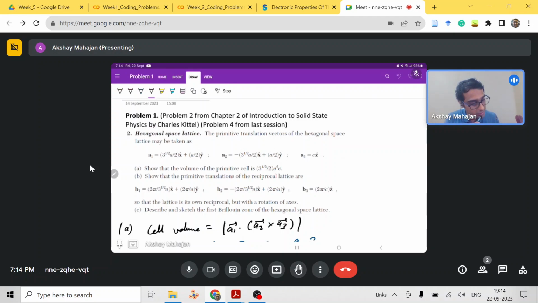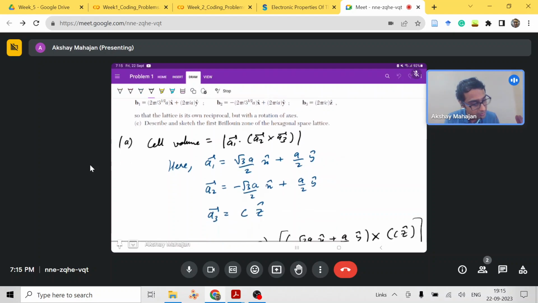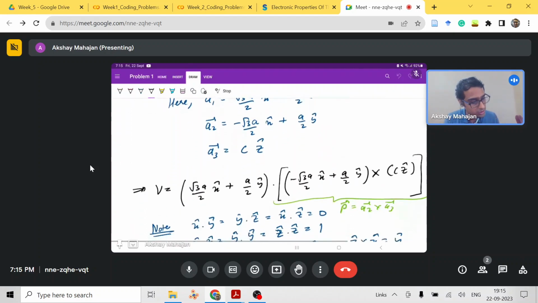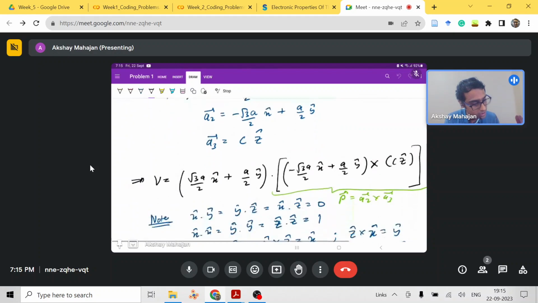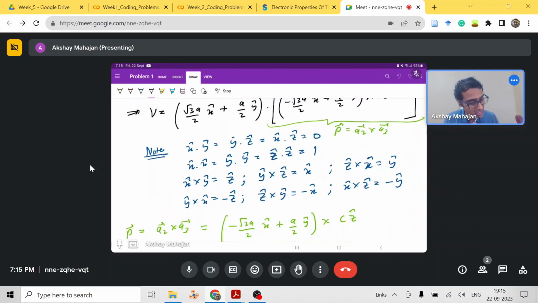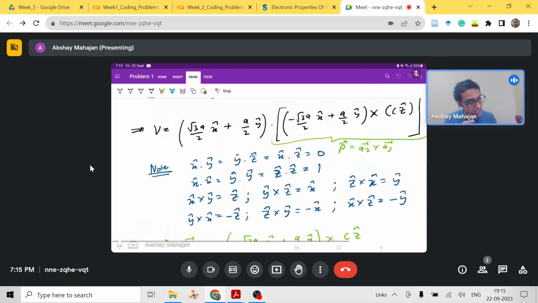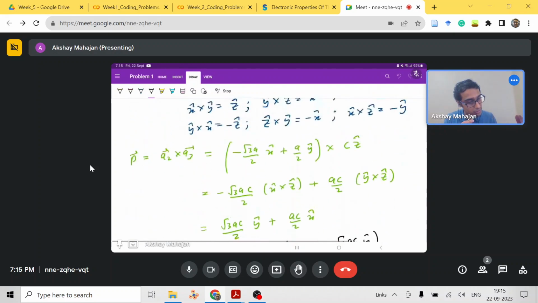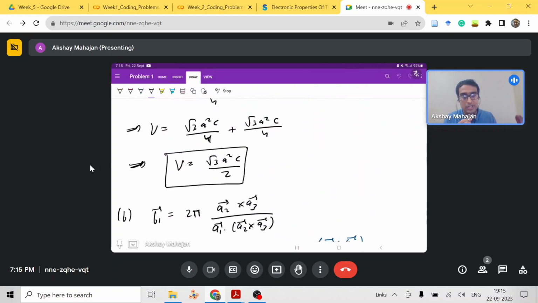First, we had to show that the volume of the primitive cell was this. We know that the cell volume is given by A1 vector dot A2 vector cross A3 vector, and A1, A2, A3 vectors were given to us. So we just put these A1, A2, A3 values in this equation and solve the cross product. We use the identities for the dot product and cross product of the Cartesian unit vectors x cap, y cap, and z cap. Using that we calculated these dot and cross products, and we found that our volume was root 3 a square c by 2.